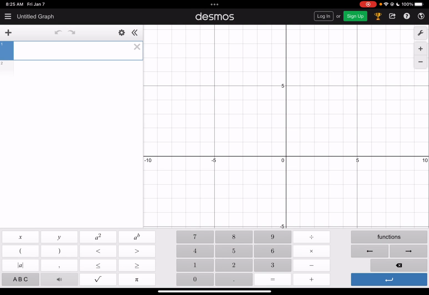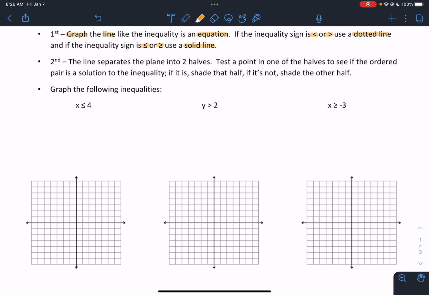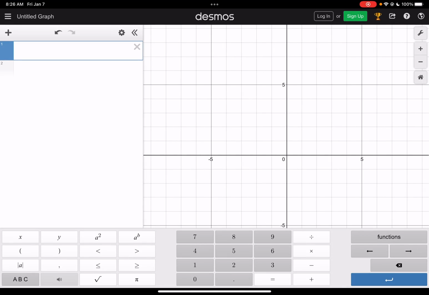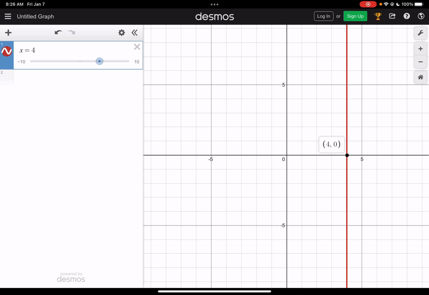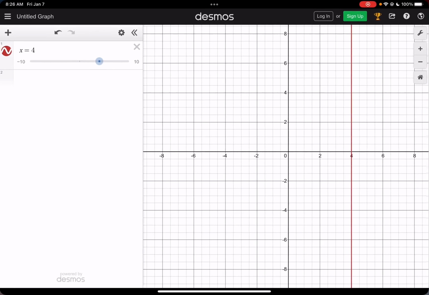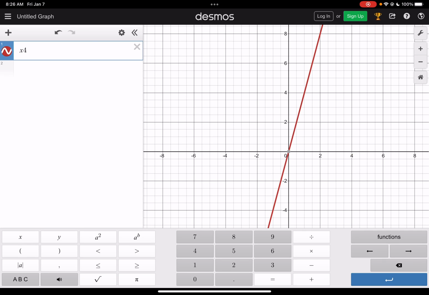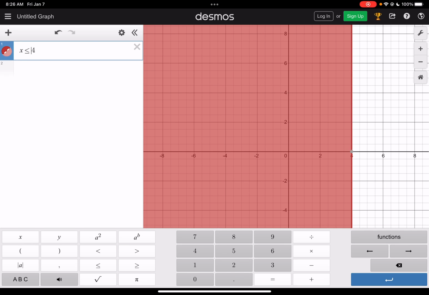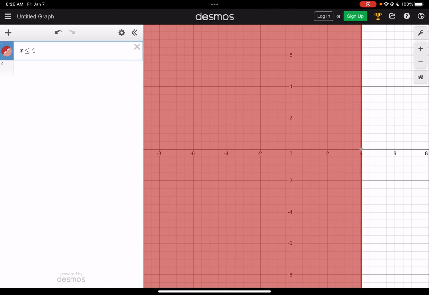And so when I go over here to Desmos, I'm going to type in x. I'm actually going to start with putting that it's equal to 4 because I want to be able to see my line to know how I'm going to graph it. So here I've got a vertical line right there at 4, right of the middle of my graph. So I know I'm going to have a vertical line. Then I can go ahead and replace it with less than or equal to, right? Yeah, good. So I've got my line here. It is a solid vertical line, and it's shaded to the left.